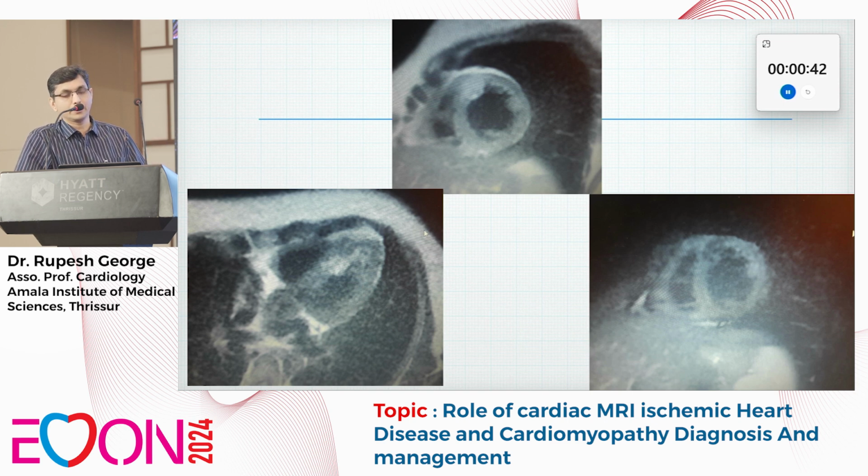This is another image, a T2 weighted image. You can see a shadow of hyperenhancement in the septum, which became hypointense when done with fat suppression. So using fat suppression methodologies in cardiac MRI, you can differentiate lipoma from other tumors.